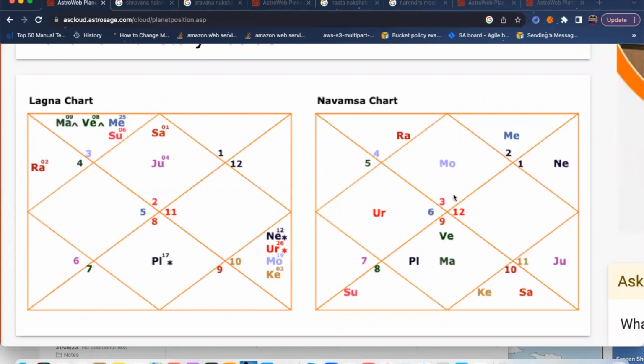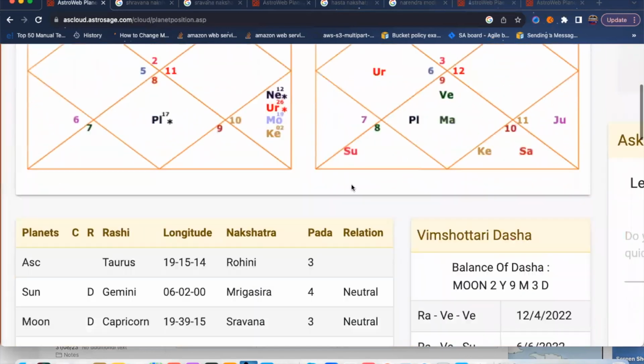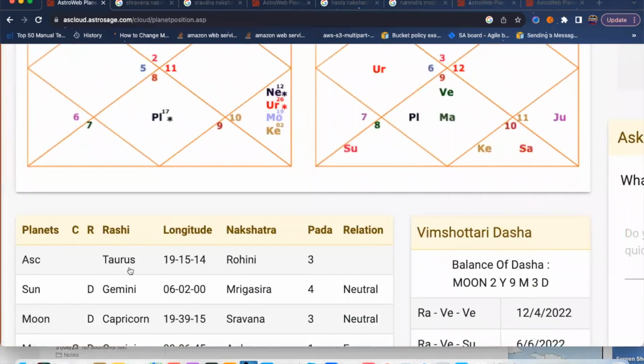First, you need to go to the AstroSage website, log into it, and check the ascendant Rashi and its nakshatra and pada.